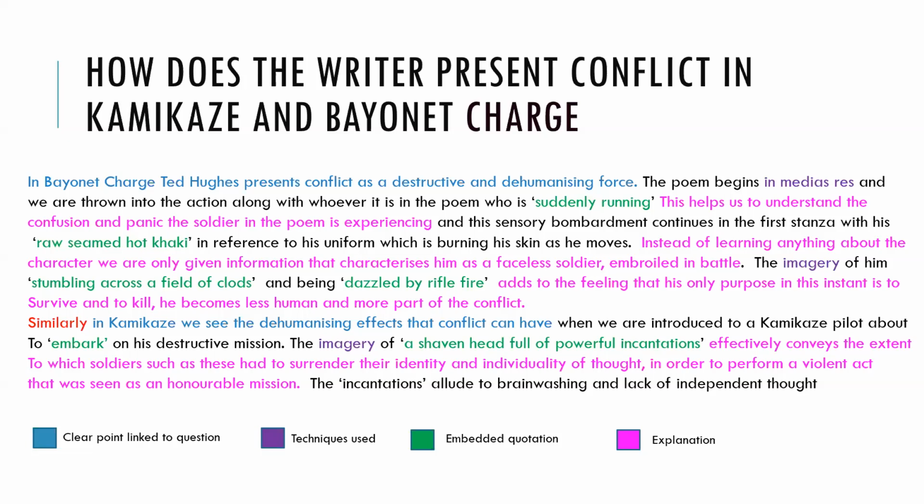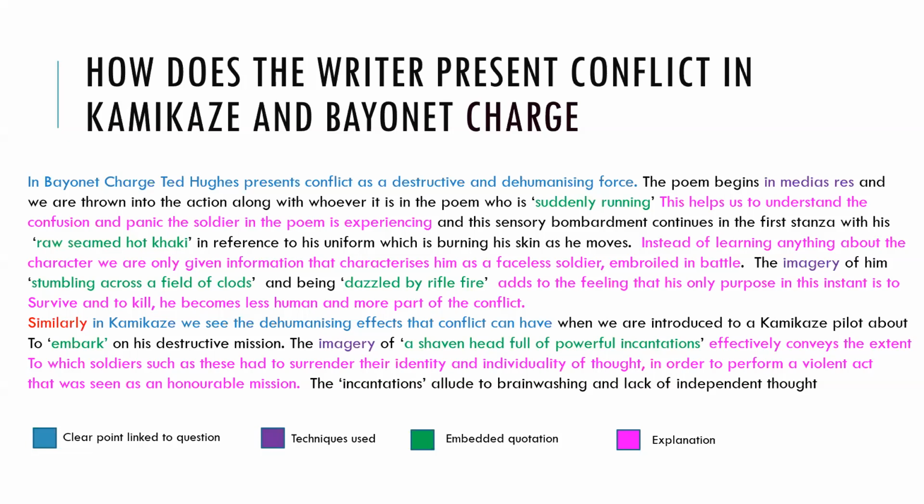And this sensory bombardment continues in the first stanza with his "raw seamed hot khaki", in reference to his uniform, which is burning his skin as he moves. So begin to build up, not just using one example, trying to use several examples to show what effect the writer is trying to build up as the first stanza goes on. Instead of learning anything about the character, we're only given information that characterises him as a faceless soldier.